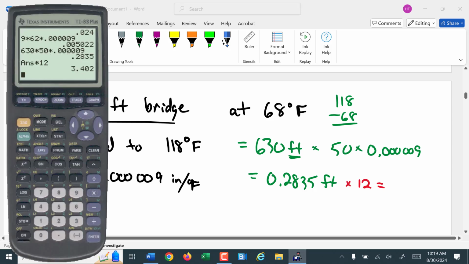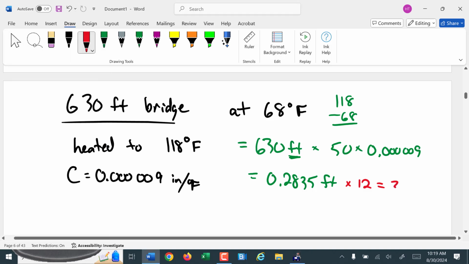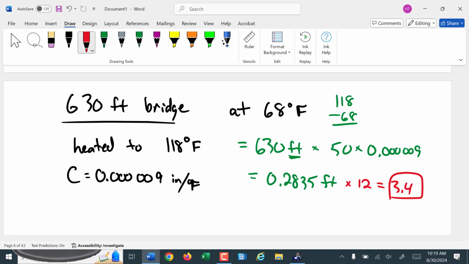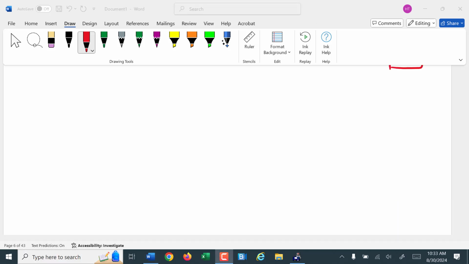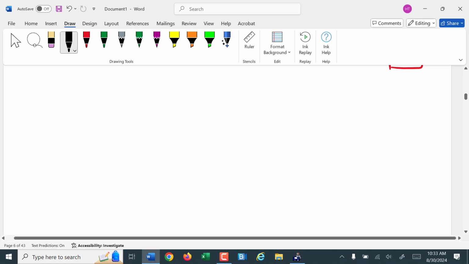We get 0.2835 feet. Now, if I want to convert that into inches, what do I do? Not divide, times. There we go. 3.4 inches, almost 3.5 inches in length that it gains. Now, you wouldn't think that's noticeable, but on the length of the bridge, that'll buckle it up a couple of feet in the middle. Any questions?